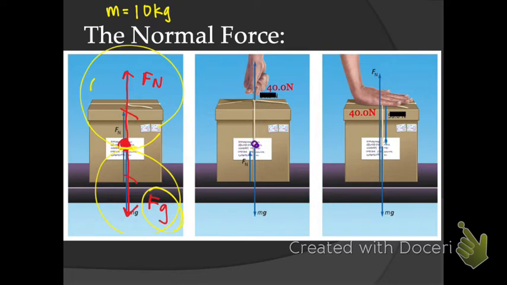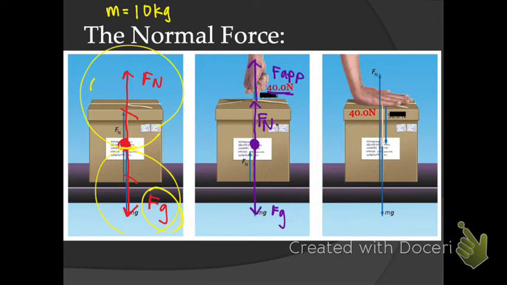I'm going to redraw our forces here. We've got gravity pulling us down, Fg. We've got some applied force, that's 40 newtons, and I'm just going to call this one force applied. And then we've got the normal force as well. We still have a normal force because it's still on the surface. We don't lose the normal force until our object comes off the surface. As long as our object is still on the surface, I'm going to have a normal force.